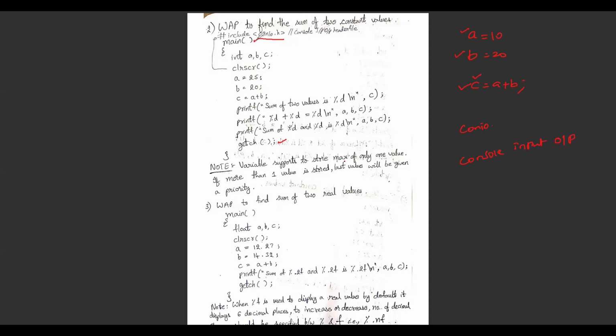First, I'm going to work with the main function. I'm going to declare three variables, A, B, C. A is to store one value, B is to store one value, C is to store the resultant, as we have discussed. Clear the screen. This is the structure you need to follow: first of all, the declaration section, afterwards you clear the screen, then you assign the values to the variables.